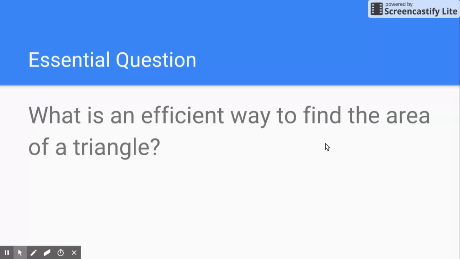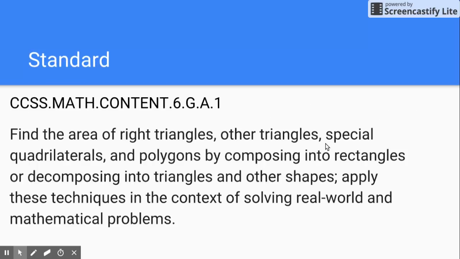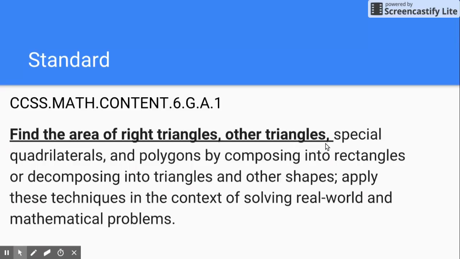The essential question for this lesson is, what is an efficient way to find the area of a triangle? The word efficient means quick and easy. The Common Core standard for this lesson comes from the geometry strand from 6th grade math, and we're going to focus on the first part here: find the area of right triangles and other triangles.